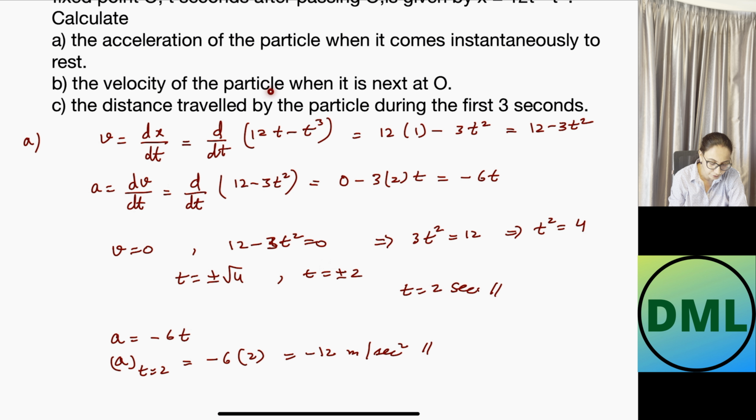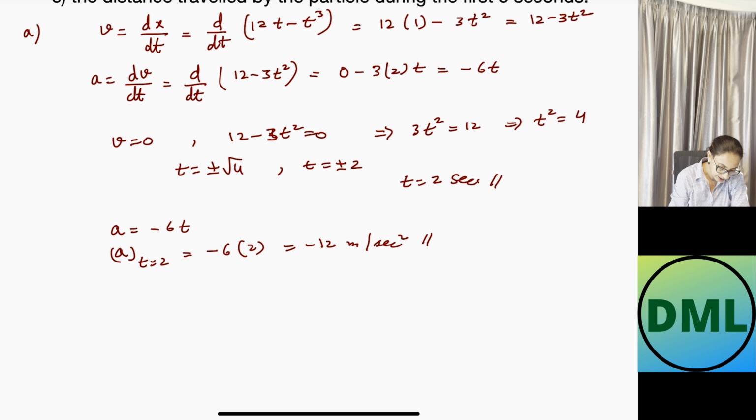The velocity of the particle when it is next at O. Being at O means you are reaching the original point from where you started. If you reach over there, your distance is considered as 0. We have to keep our distance 0 to calculate the value for t here. Let's do the second part. What is my distance? I have to keep the distance, which is given as x, equal to 0.